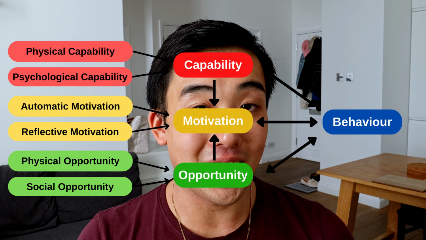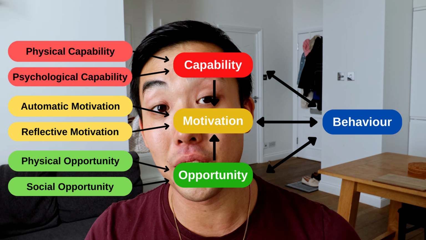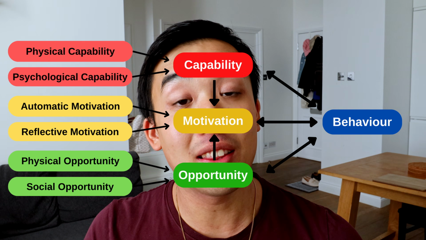So those are the 6 elements of COM-B, and if you overcome those 6 categories of barriers, then in theory you can get anyone to do anything. Congratulations, you know how to use COM-B.